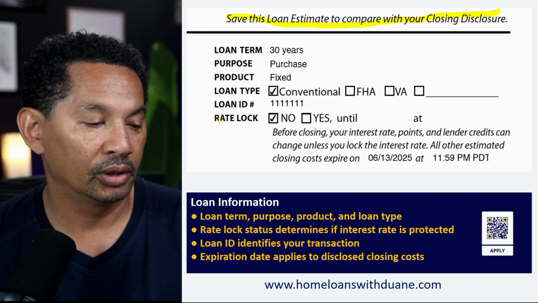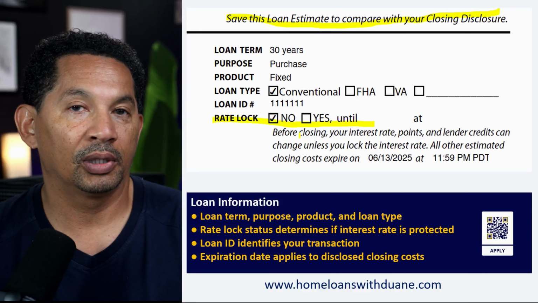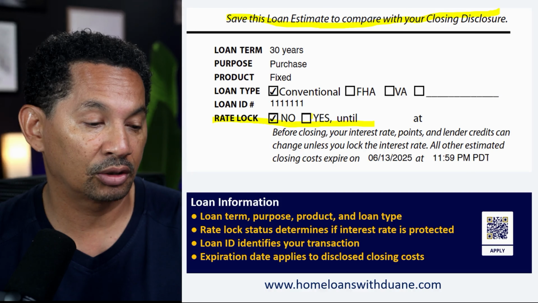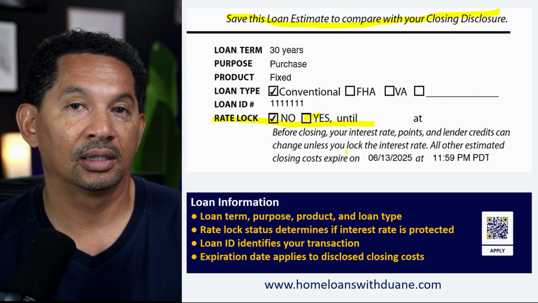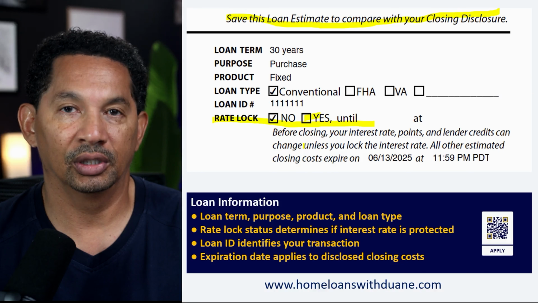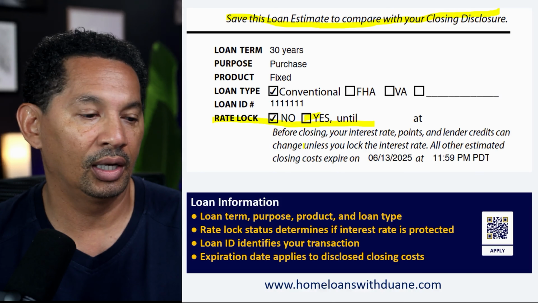Now, this is an important section right here, the rate lock, yes or no. If you are speaking with the loan officer and they tell you that your interest rate is locked, then this box right here should be checked yes. This is for you to confirm whether the loan officer is giving you the correct information or not. And again, if it is locked, it would say yes.